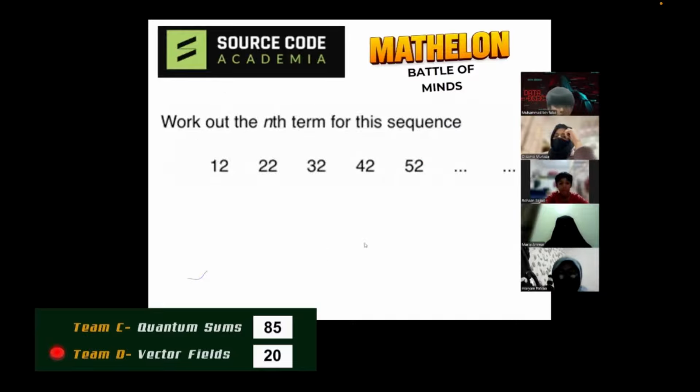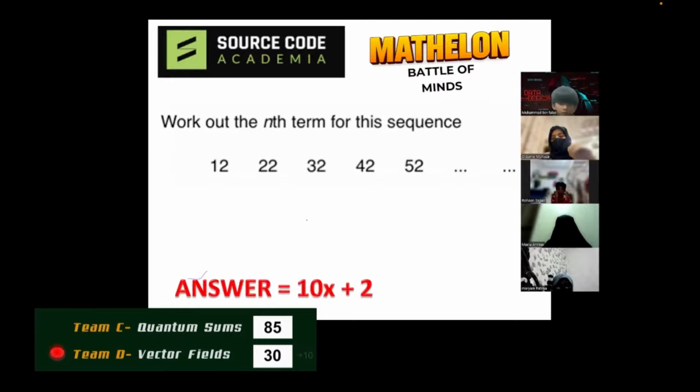Work out the nth term for the sequence 12, 22, 32, 42, 52. What will be the nth term? It would be 10n plus 2. Well done, mashallah. That is 10x plus 2 or 10n plus 2. That is the correct answer.